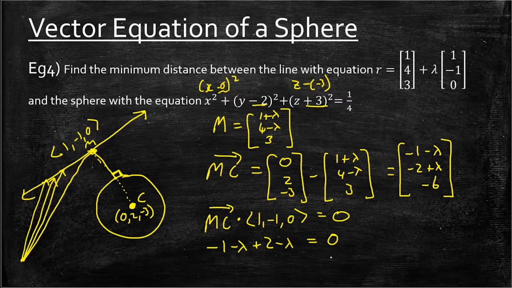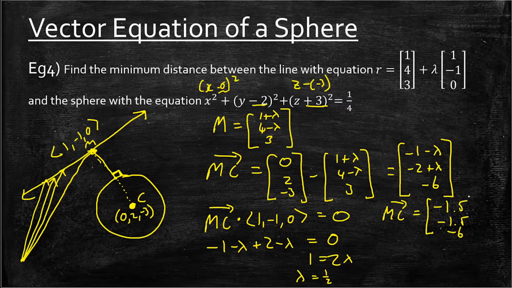Now when we solve this, we're going to have 2 lambda equals 1. That means that lambda is a half. So when lambda is a half, we can find our point M now, and we can actually find out the length of MC. So let's substitute lambda equals 1/2 into our MC equation now. Remember, going from M to C, our MC vector is going to be minus 1 minus 1/2, so it's minus 1.5. Minus 2 plus 1/2, so it's minus 1.5.